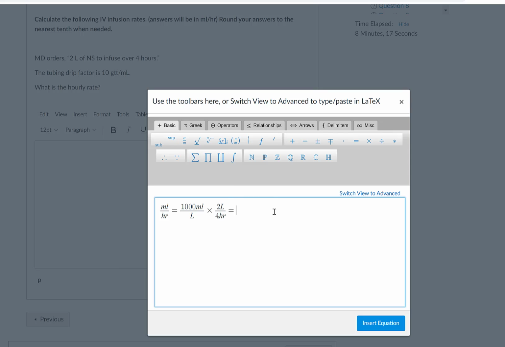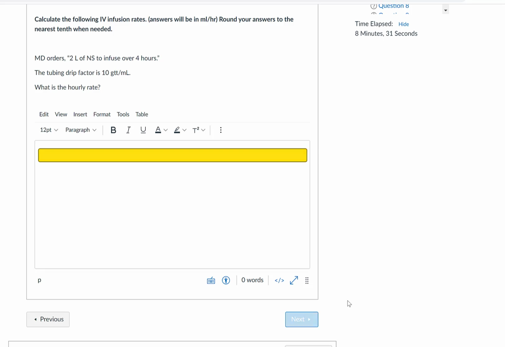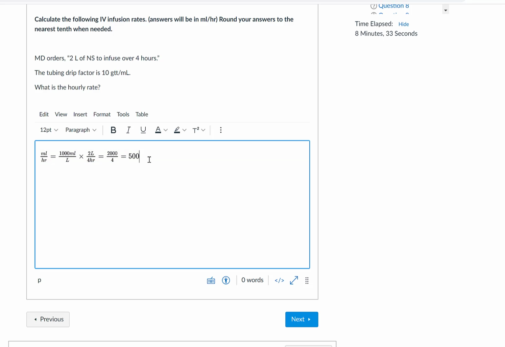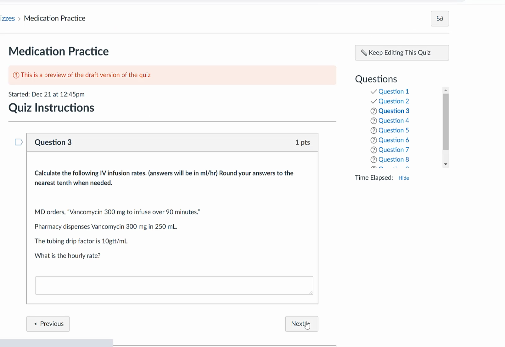So on the top of my equation, I'm going to have 2,000. And on the bottom of my equation, I'm going to have 4. So when I do my math in my calculator, my numerical answer is going to be 500. I'm going to insert that equation. Then I'm going to put my cursor at the end of my equation, and I'm going to realize that it has to be in mLs per hour. So I'm going to enter 500 mLs per hour. And then I'm going to go on to the next question.